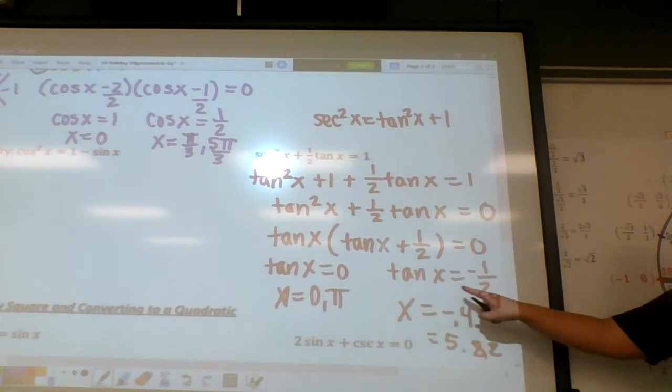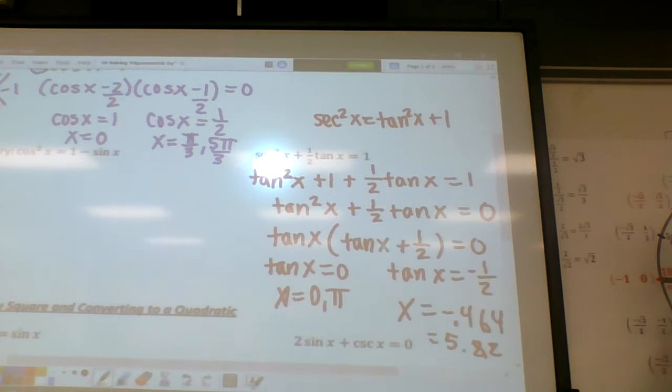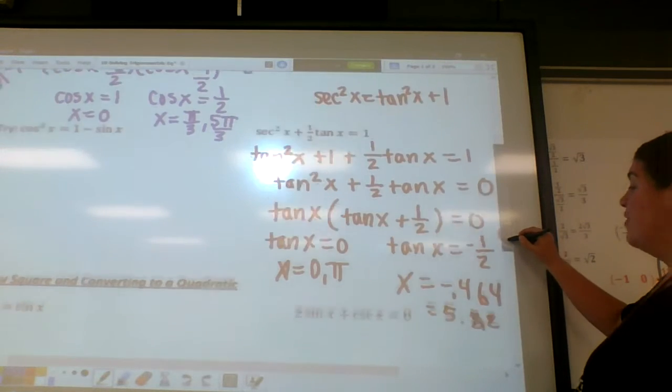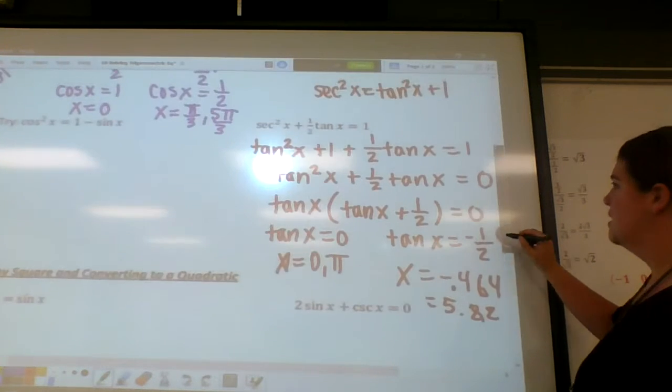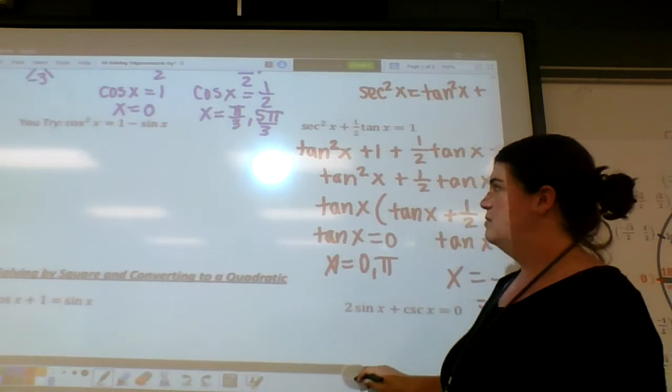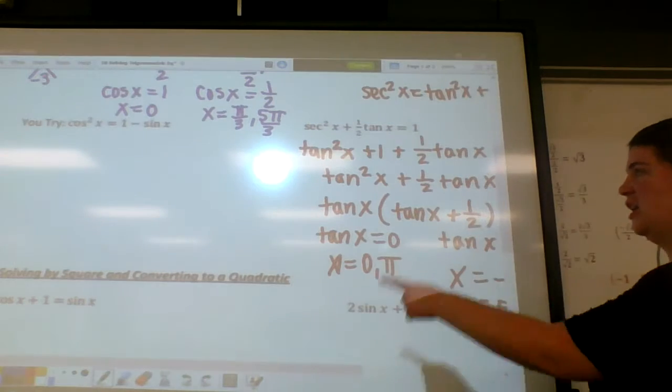You will see a couple of these pop up every once in a while. And you can just use your calculator to inverse those, right? It doesn't happen very often, but every once in a while you might get a value that's not on the unit circle. It doesn't mean there's no solution there. There could be no solution, but all right. You try that one over there.